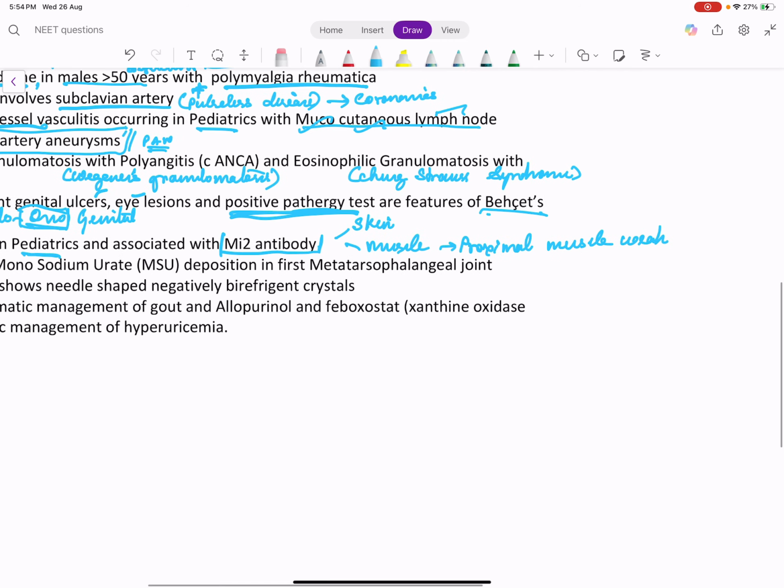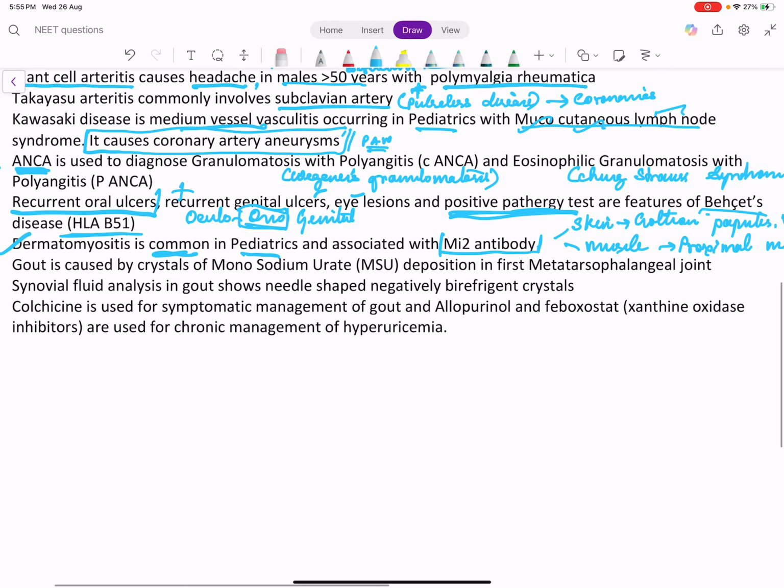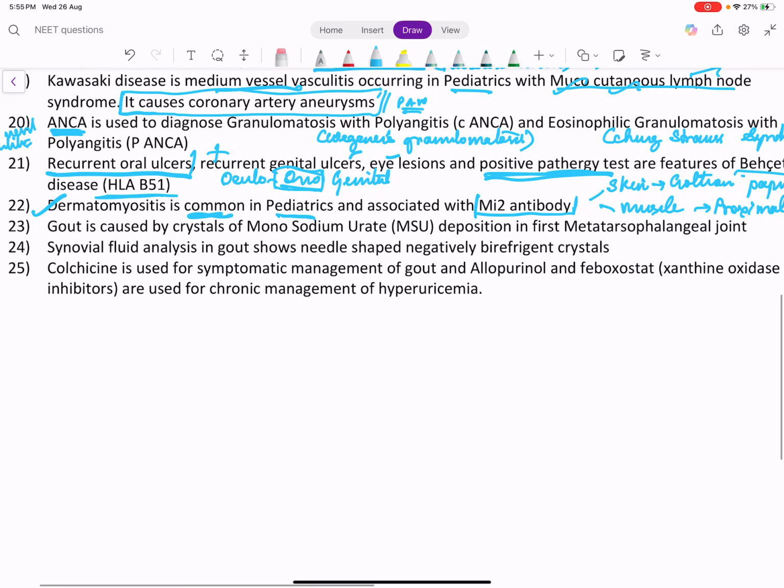Skin changes, we have many changes like Gottron papules, Gottron sign, heliotrope rash, V sign, shawl sign, etc. That is nothing but all the sun exposed areas will show violaceous rash. Now about crystal deposition arthritis, gout is very important.